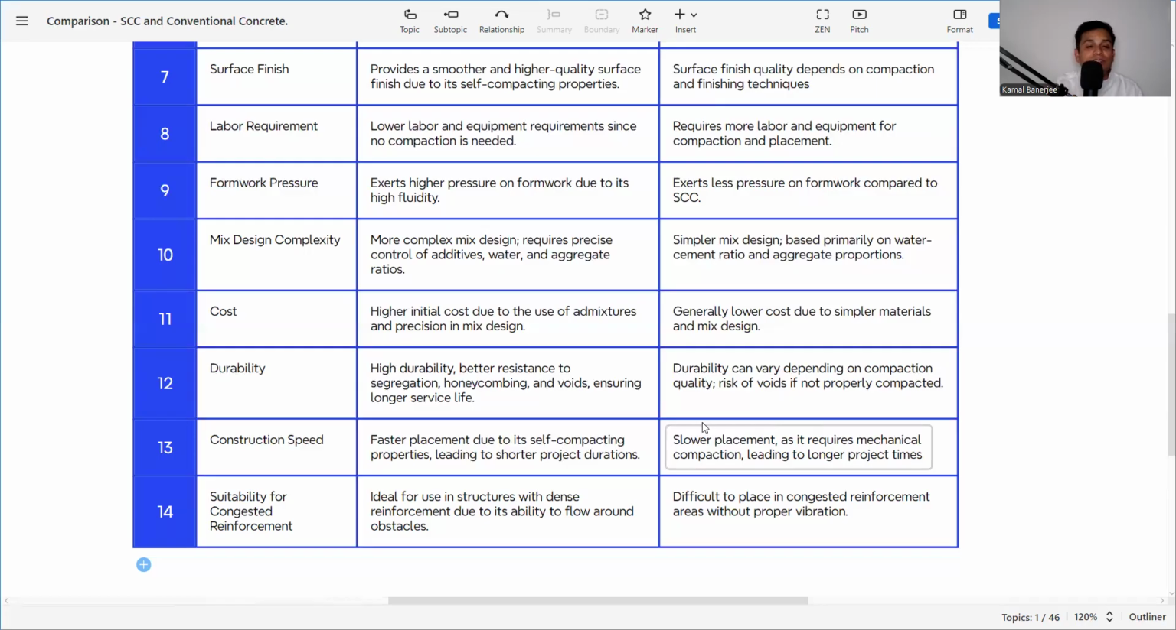And suitability for congested reinforcement: I have already discussed so many times that self-compacting concrete is ideal for congested places due to its flowability all around without obstruction. But if we want to use conventional concrete in a confined space or congested area, it is very difficult to reach every corner of the formwork and do the proper compaction. So if it is a congested reinforcement area or a confined space, self-compacting concrete is the ideal choice. So these are the things about self-compacting concrete and the comparison with conventional concrete.